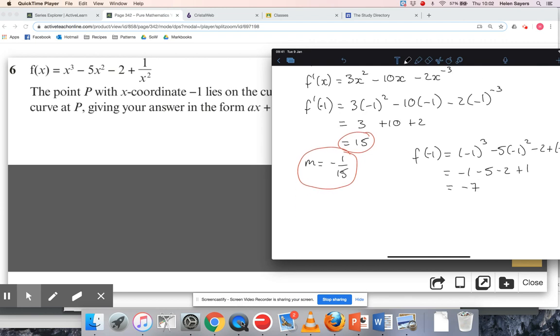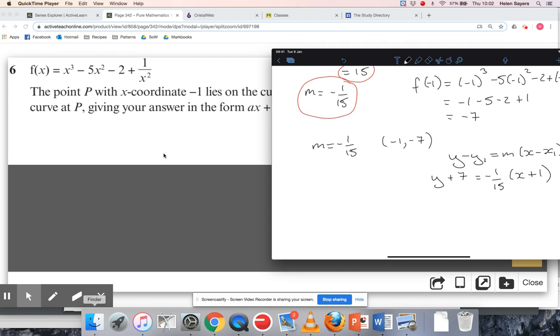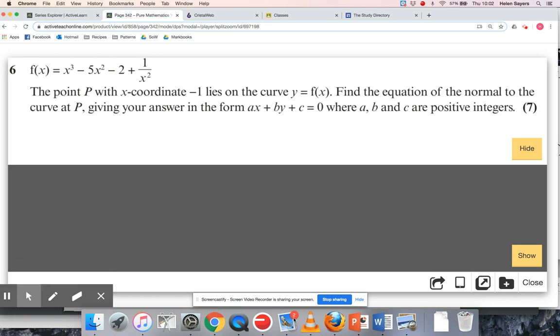Okay, so now I've got everything I need. I've got a gradient of minus 1/15. I've got the x coordinate I was given in the question, and now I've got y is minus 7. So I want the equation of a straight line. So I'm going to use y minus y1 is m times x minus x1. So y minus minus 7 is going to be y plus 7 is the gradient times x minus minus 1, so x plus 1. And then I want it all equal to 0.